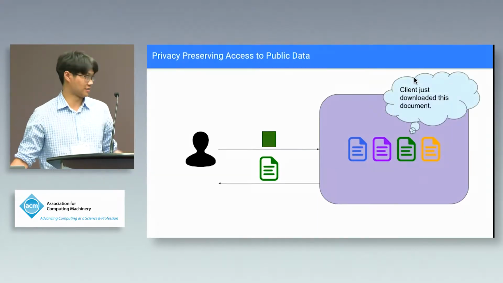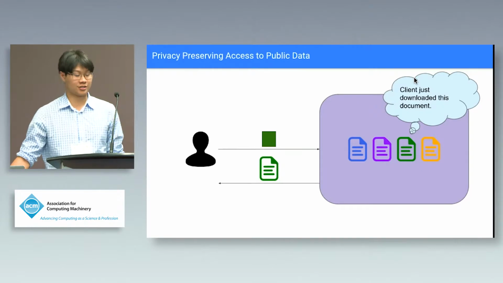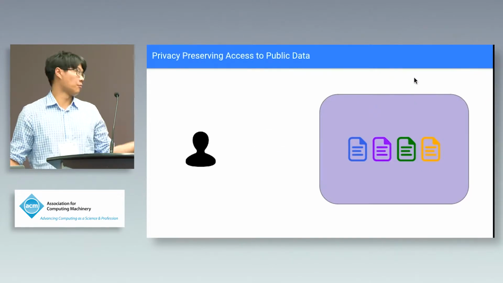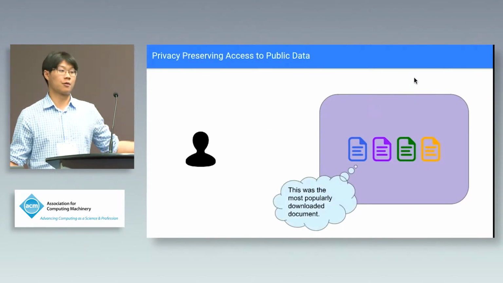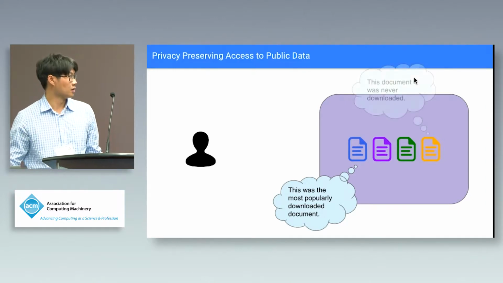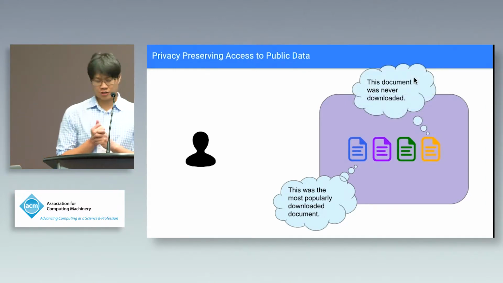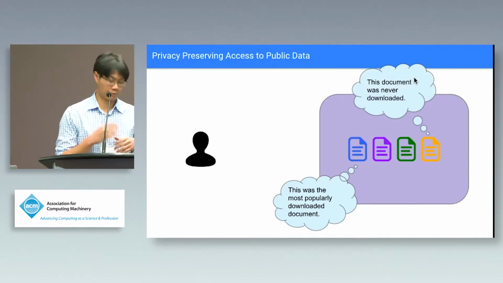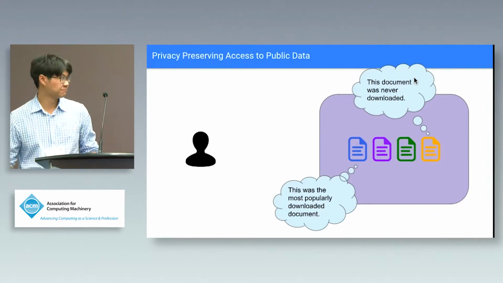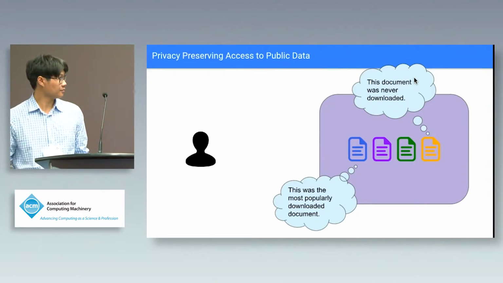So, for example, this time the client just downloaded this green document. Over time, it can get even more complicated things, such as this was the most popularly downloaded document, and this document was never downloaded. And it turns out in many practical situations, or practical applications such as encrypted search, this can be problematic.